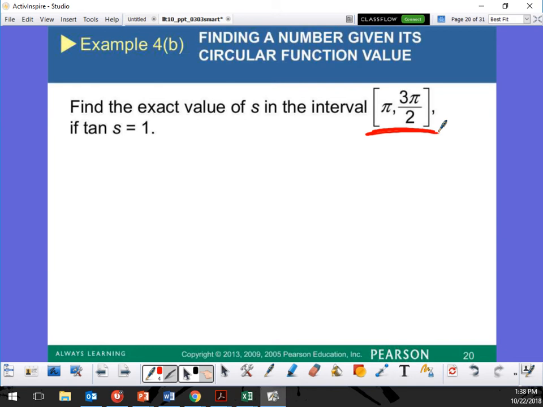Where's the other finger? There it is. Pi and 3 pi over 2. Now two fingers. There we go. Good. Now, I had you put it from there to there. What quadrant are you covering? That's 3. Very good. That's quadrant 3, right? That is quadrant 3. So now, we're going to do this one right here.